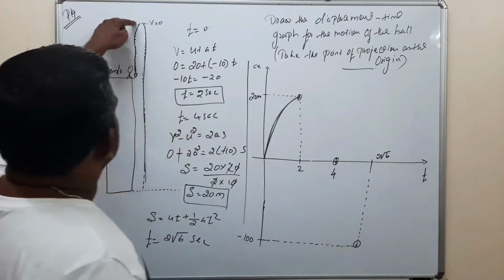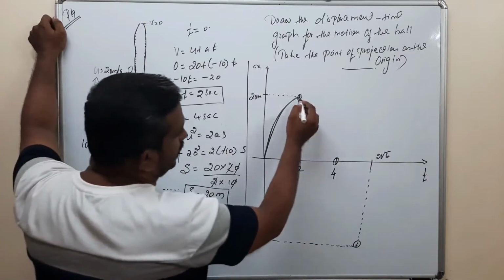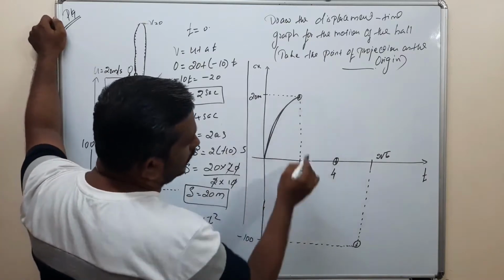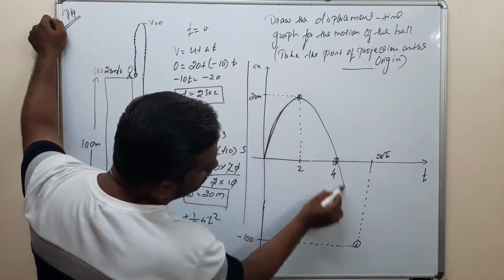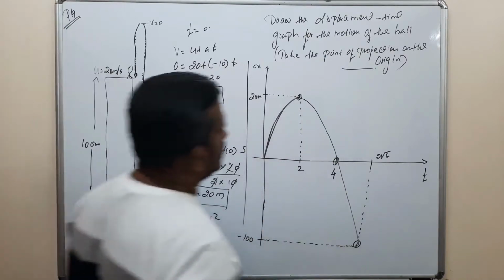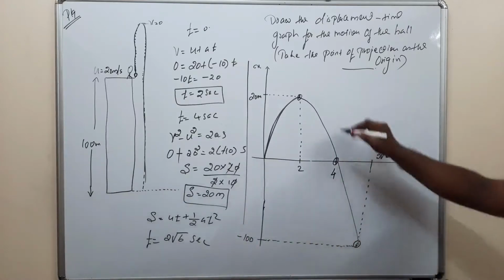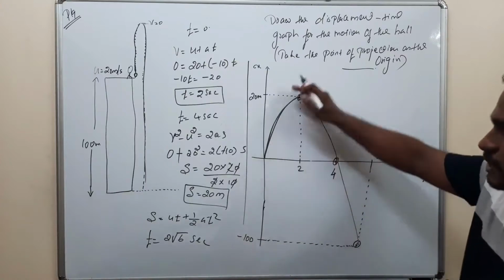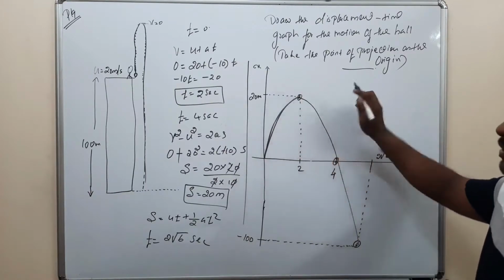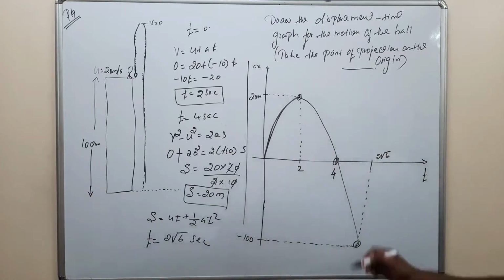Then from this point on the velocity increases. At this point the velocity becomes 0, and after that the velocity increases. Here the velocity is positive, that is, if you draw the tangent, it is less than 90 degree, so we get positive velocity.